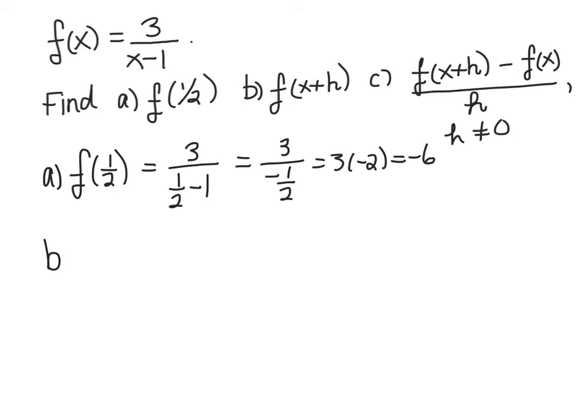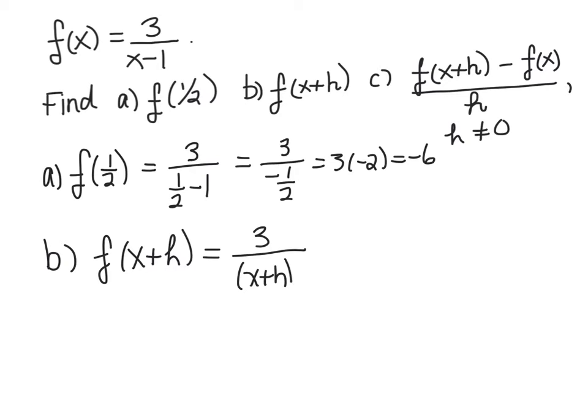For part B, we'd like f of x plus h. And so what we're doing here is we're substituting x plus h for x in f of x. So that will be 3 over x plus h minus 1.